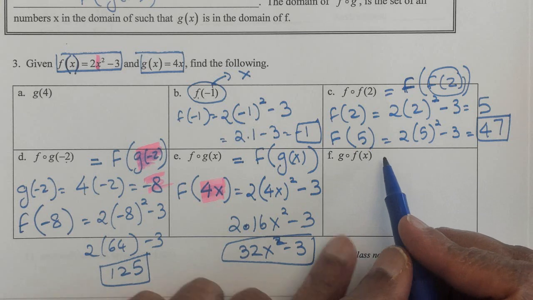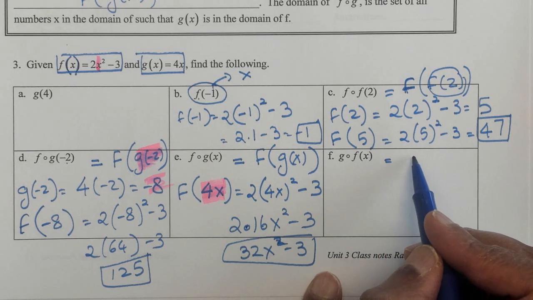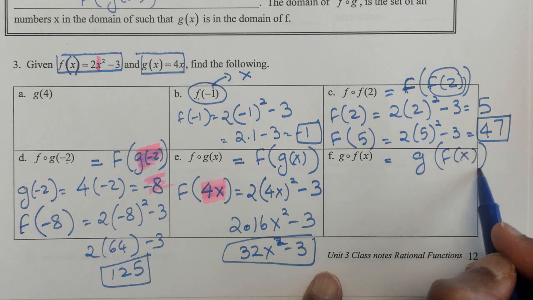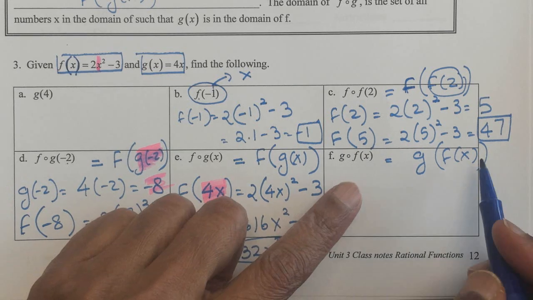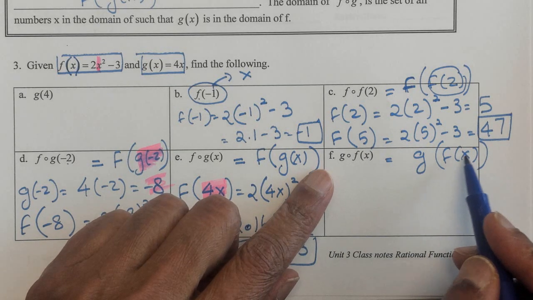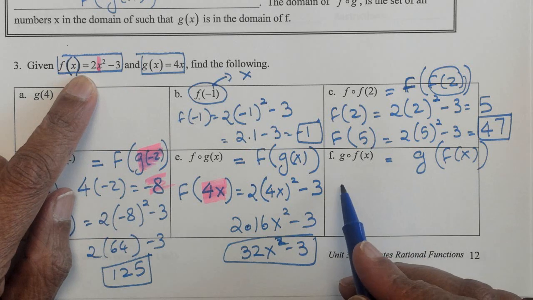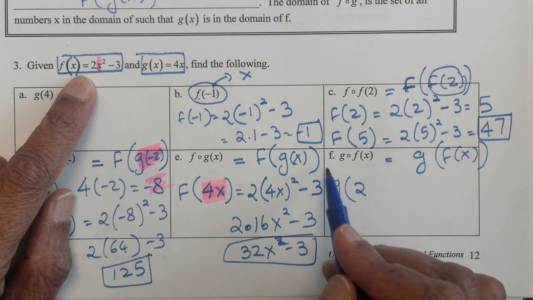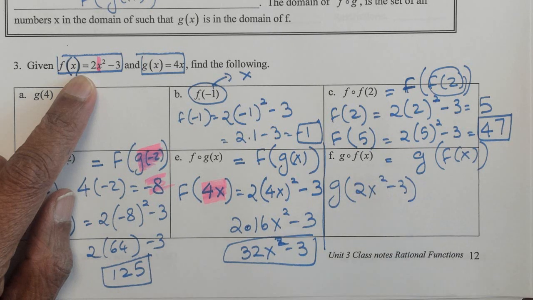Moving on to F. Again, first thing I'm going to do is rewrite this as g is outside. My inner function is f of x. You just have to follow the same direction. The second one is always the inside one. So my first step is to evaluate f of x, but there's nothing to evaluate. F of x is this. So I'm just going to say it's g of, because there's nothing to evaluate, I'll replace this with 2x squared minus 3.